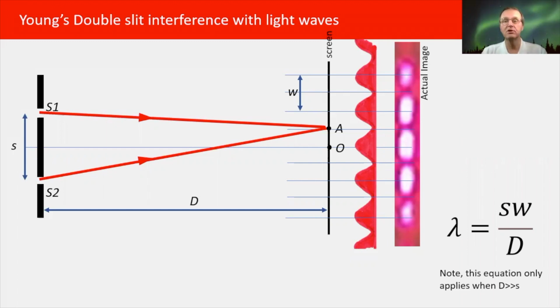This repeats as we move along the screen and the waves meet alternately in and out of phase, giving rise to a striped pattern of interference fringes. Consideration of the geometry gives us the relationship for the wavelength in terms of the variables shown on the diagram. Mark will now demonstrate this pattern and make a measurement of the wavelength of laser light.